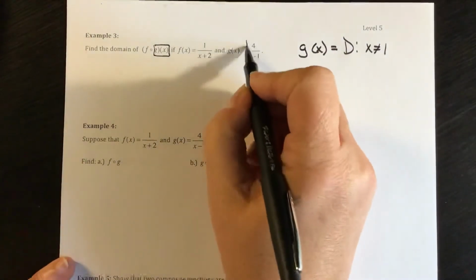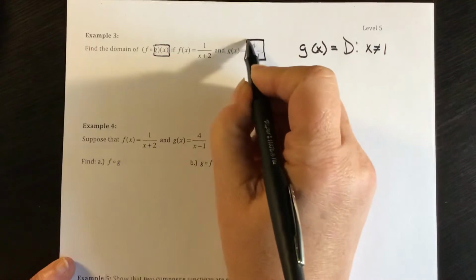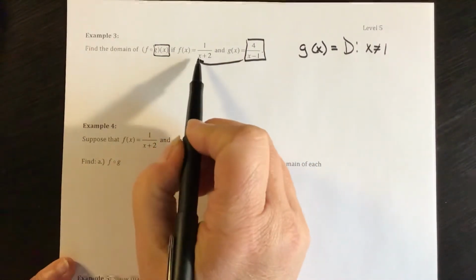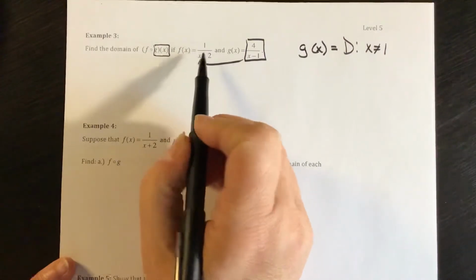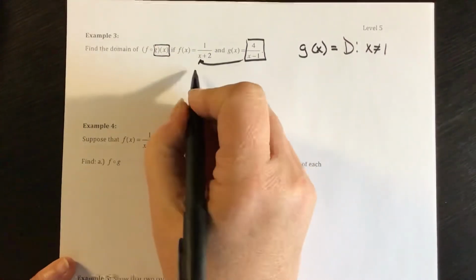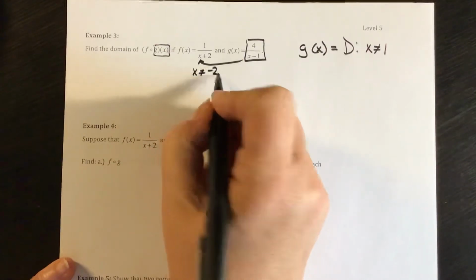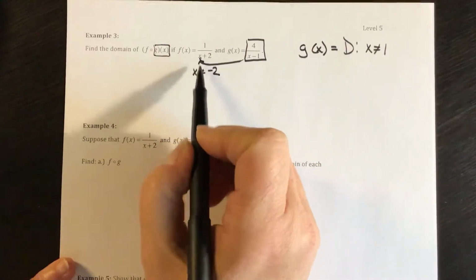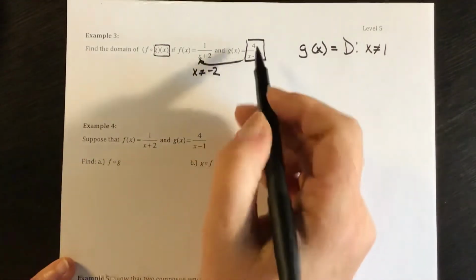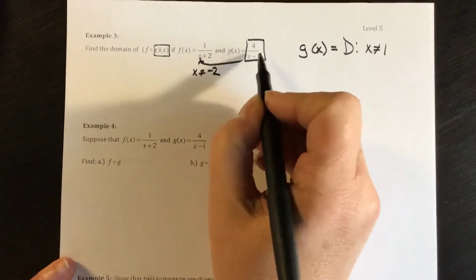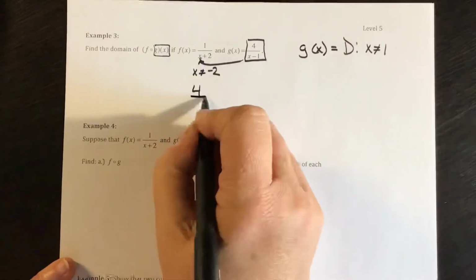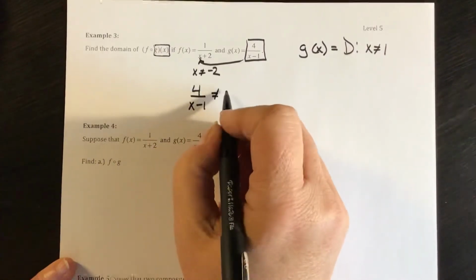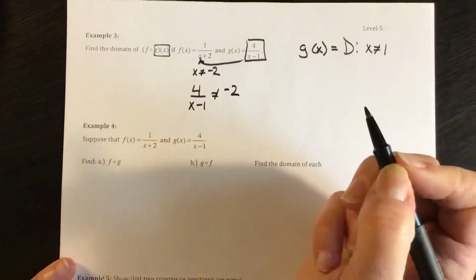Now, I'm taking this and plugging it into here. Now, this domain, I know, in f of x, cannot equal -2. So whatever is plugged in here cannot equal -2. So I'm going to take this value of g of x, which is 4 over x minus 1, and say, all right, that cannot equal -2.